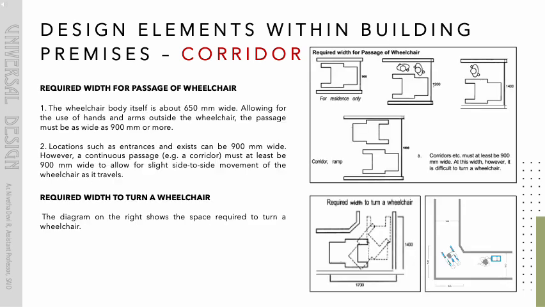Required width for passage of wheelchair. The wheelchair body itself is about 650 mm wide. Allowing for the use of hands and arms outside the wheelchair, the passage must be as wide as 900 mm or more. Locations such as entrances and exits can be 900 mm wide. However, a continuous passage, for example a corridor, must at least be 900 mm wide to allow for slight side-to-side movement of the wheelchair as it travels. Required width to turn a wheelchair. The diagram on the right shows the space required to turn a wheelchair.